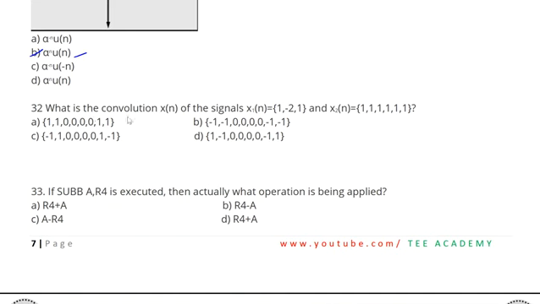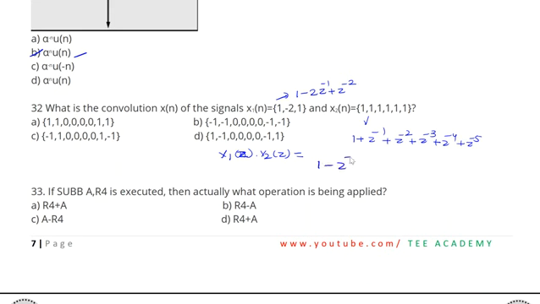Next one. What is the convolution of the signals x1 of n equal to 1, minus 2, 1 and x2 of n equal to 1, 1, 1, 1, 1, 1? The convolution between two signals is x1 of z into x2 of z. First, x1 of n can be written as 1 minus 2 z power minus 1 plus z power minus 2, and x2 is 1 plus z power minus 1 plus z power minus 2 plus z power minus 3 plus z power minus 4 plus z power minus 5. When you perform the convolution between the two signals, the resultant will be 1 minus z power minus 1 minus z power minus 6 plus z power minus 7 here.